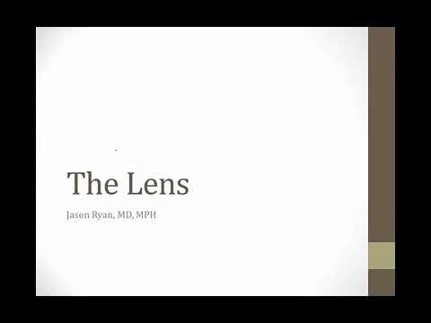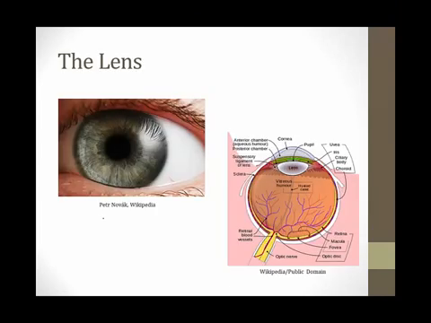Hi everybody, and welcome to our module on the lens. If you look at your eye in the mirror, you will see something like what's shown on the left side of the screen here, and the dark circle in the middle of your eye is called the pupil, and I talk about the pupil in a separate module. The pupil is a space that allows light to enter the eye and hit the retina in the back of the eye, and the retina is what creates an image of the world around us.